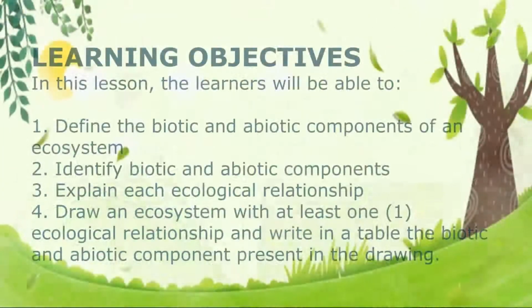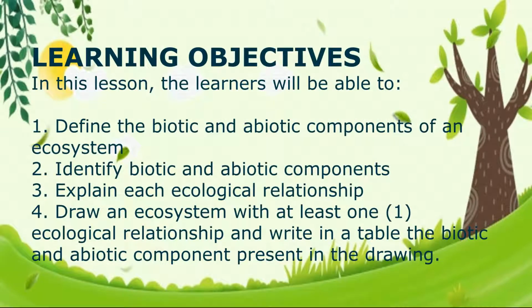And we have here the learning objectives. In this lesson, the learners will be able to define the biotic and abiotic components of an ecosystem, identify biotic and abiotic components, explain each ecological relationship, and draw an ecosystem with at least one ecological relationship, and write in a table the biotic and abiotic component present in the drawing.